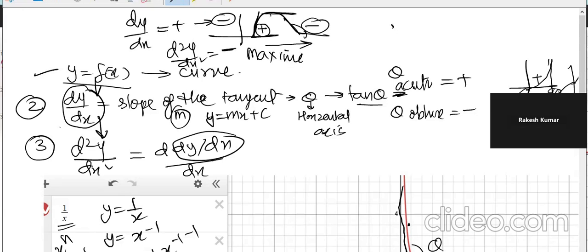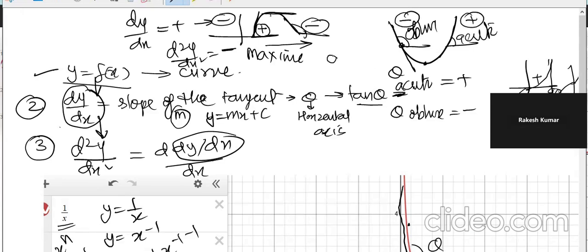In minima, the opposite happens. Minima is here. Here dy by dx is the slope of the tangent, and this is obtuse. And it moves to the other side, where it is acute. So it's moving from negative to positive. So whenever dy by dx moves from negative to positive, d square y by dx square is positive, because it's going from a negative value into a positive value. The rate of change of this is positive. That's why d square y by dx square is positive. It is a minima.